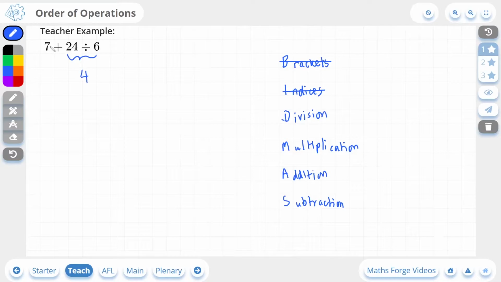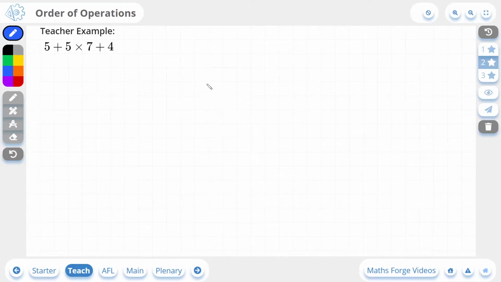We still have the 7 plus, which we haven't used, so we're going to bring that down here. And we can see that there's no more division. There is no multiplication taking place. There is an addition taking place. It's 7 plus 4, so we should go ahead and calculate this. 7 plus 4 is indeed 11, and this should be our final answer. And if we check it, there it is.